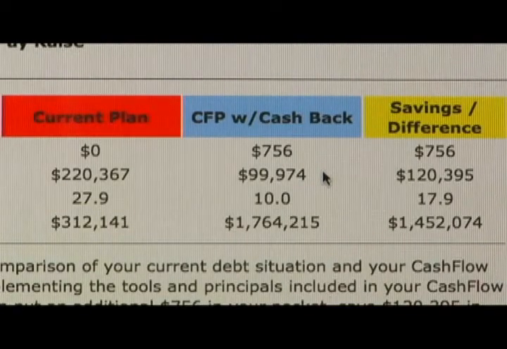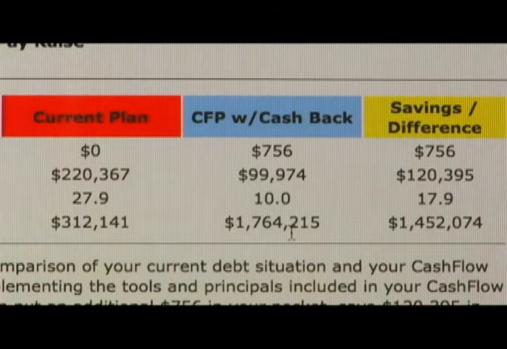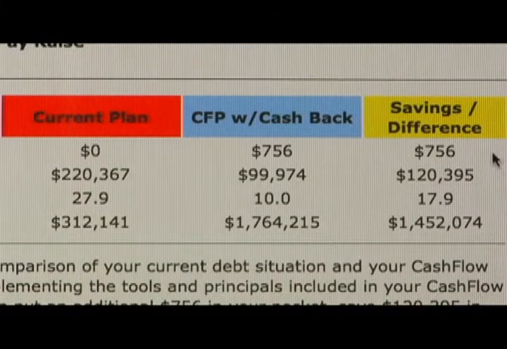We're going to have them to where they're paying less than $100,000 in interest. We're going to have them out of debt in exactly 10 years. And at the end of that 27.9 years, when they were going to have $312,000 in retirement, we're going to have over $1.7 million in their retirement account.